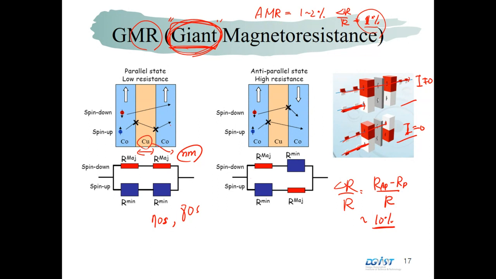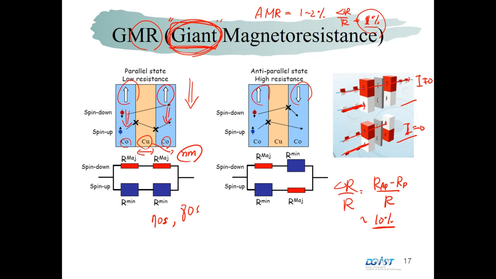And another thing is how we can control the direction to be parallel and anti-parallel. If we apply an external magnetic field and the two layers are identical, they should behave the same, so they can only be parallel. And if you apply the external magnetic field in the opposite direction, they switch together.